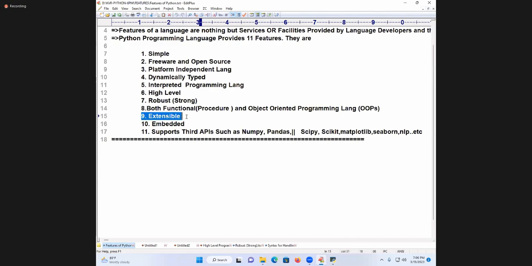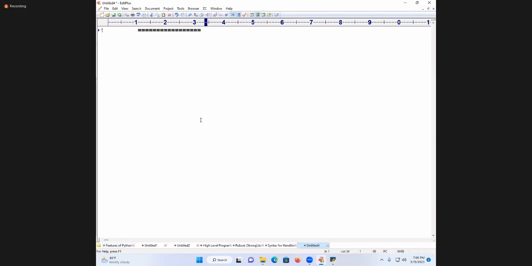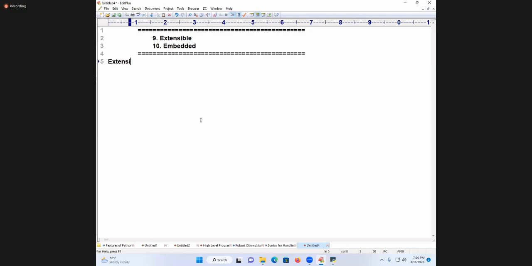Next, I'm going for extensible and embedded. Both of them are interrelated to each other. Let me talk about both of them here. Extensible and embedded. First, I will talk about extensible. What do you mean by extensible?